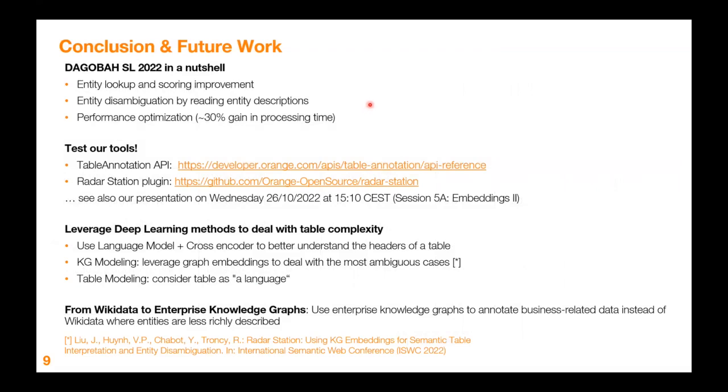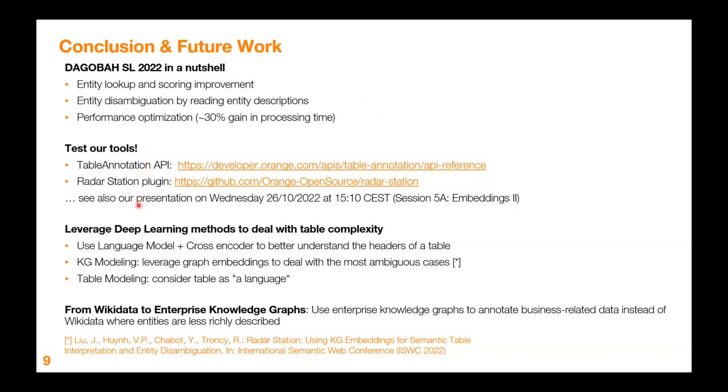In conclusion, this year we have made some improvements in the entity lookup and scoring. We propose a novel entity disambiguation by reading entity descriptions, and we optimized our system with about 30% gain in processing time. And DAGOBAH is available via an API, and people can create a free account and request access for research purposes.